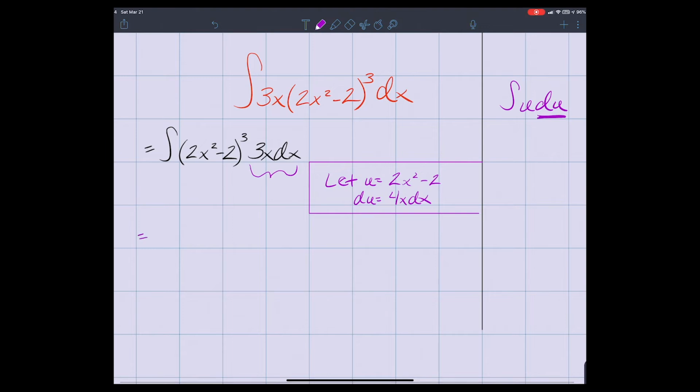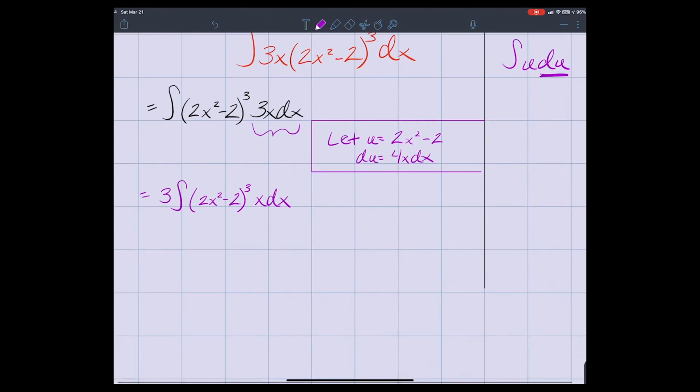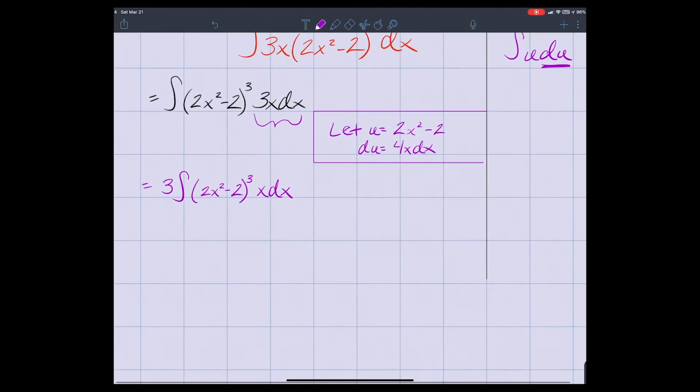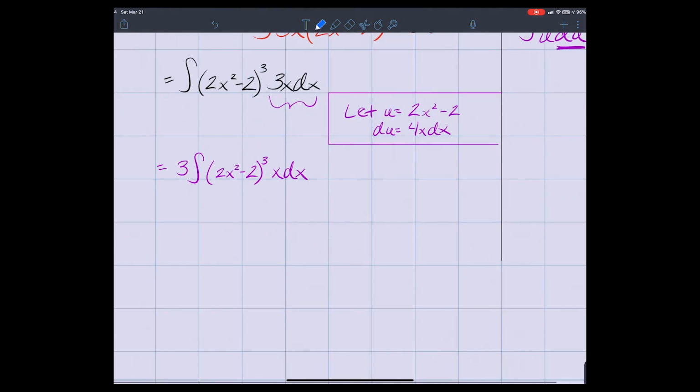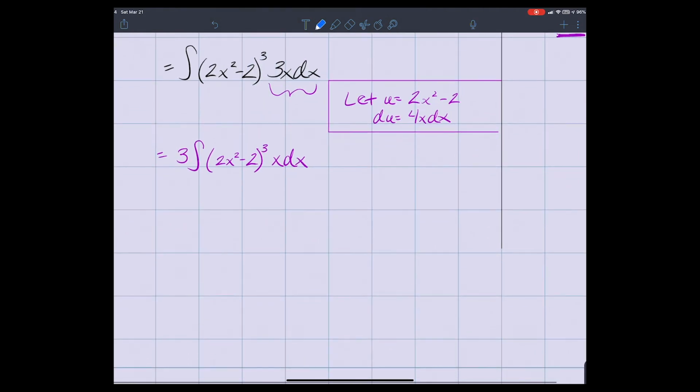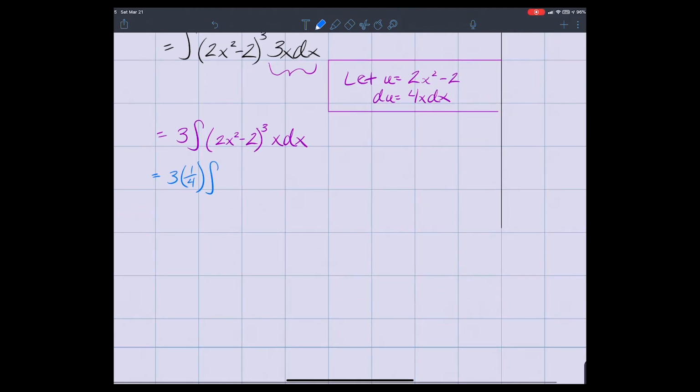And so to rewrite this, I'm going to pull the 3 out, 2x squared minus 2 to the power of 3, x dx, and I want to get 4x in here. And the reason I can pull the 3 out is because it's a constant. And so that's fine. It's not going to affect us. And the answer is, yeah, I can absolutely get a 4 in there, but I have to pay the penalty by multiplying it by 1/4. I need to do the inverse of that on the outside to balance the equation. Remember, the left-hand side has to be equal to the right-hand side. And then I just add it in.